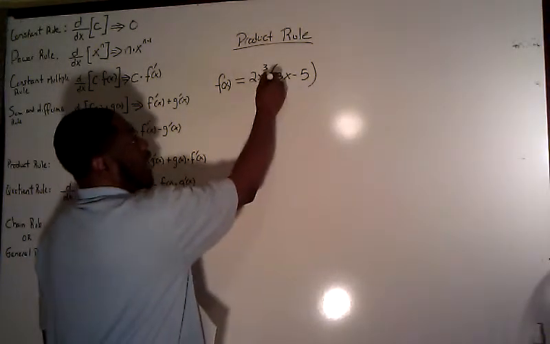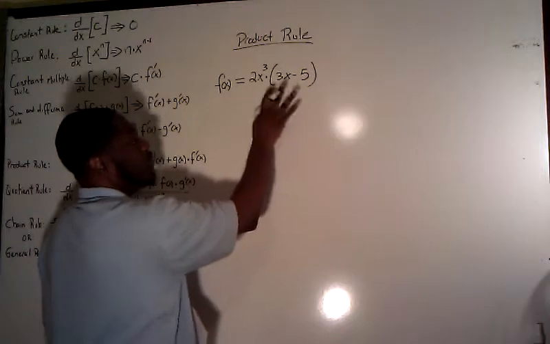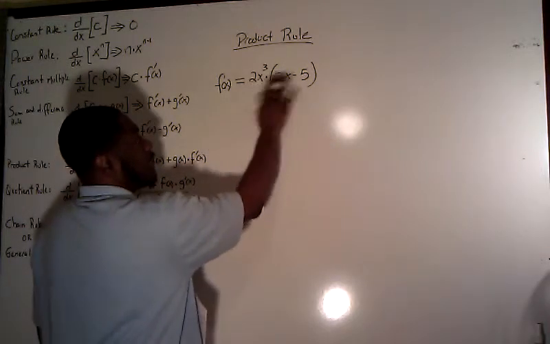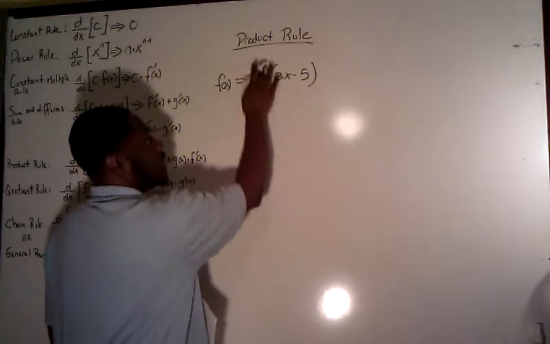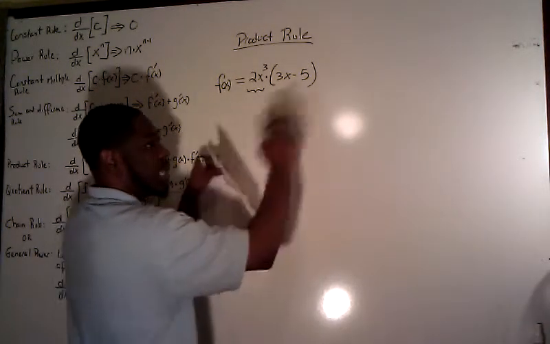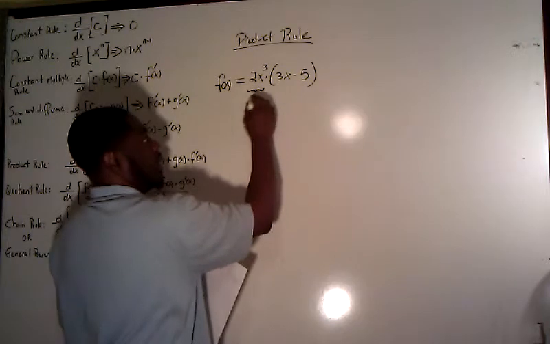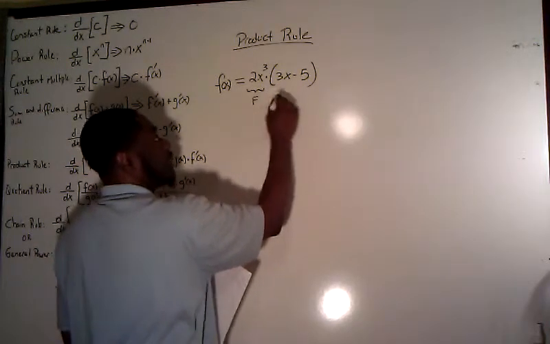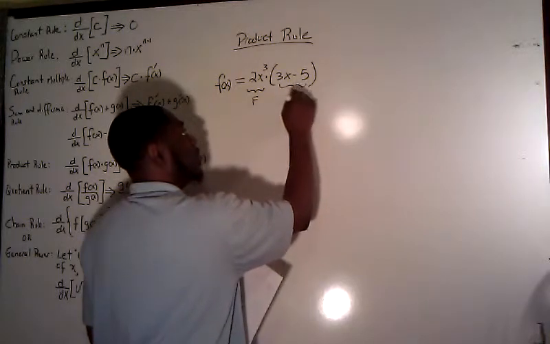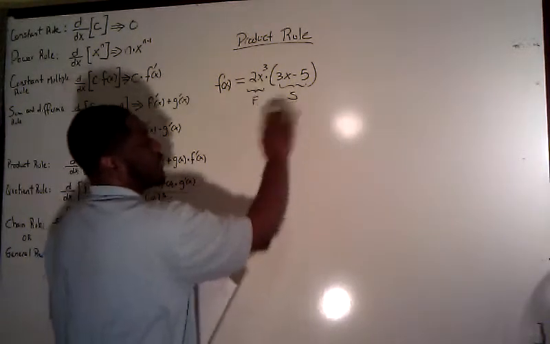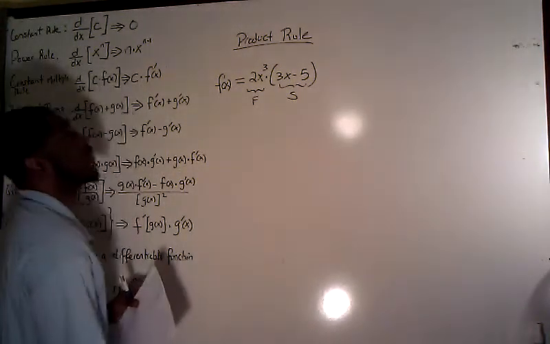First thing, you have a product here. So if you look at this function and say, okay, I'm going to call this one of my factors, because you have to separate it into two factors. I'm going to call this the first factor, and this the second factor. I'm going to use f for the first factor, and s for the second factor.